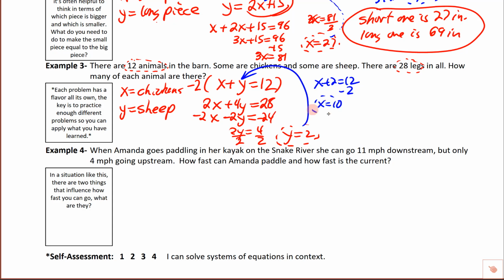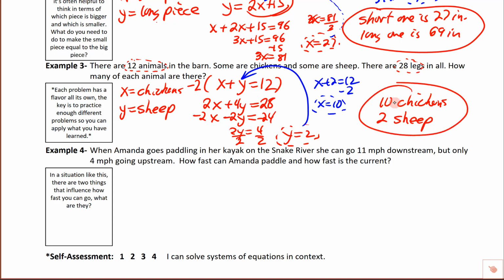So there are the 2 answers, but again, we're going to write down what the answer is in the context of the problem. X represents chickens and Y represents sheep. So 10 chickens and 2 sheep.